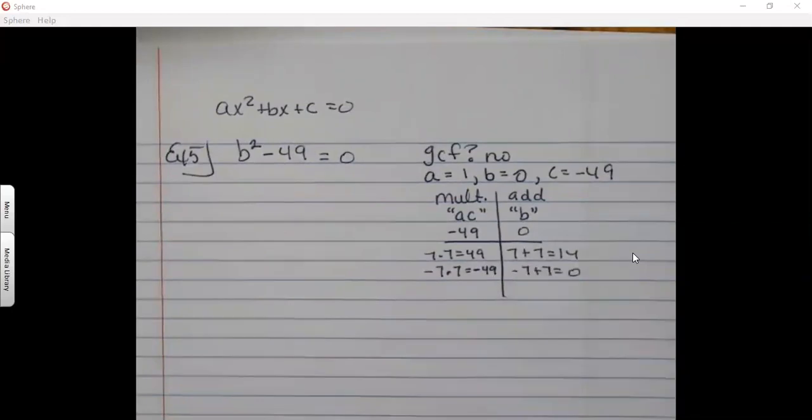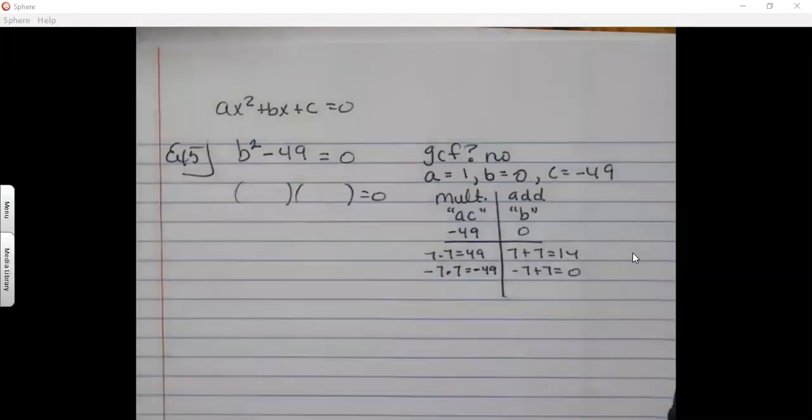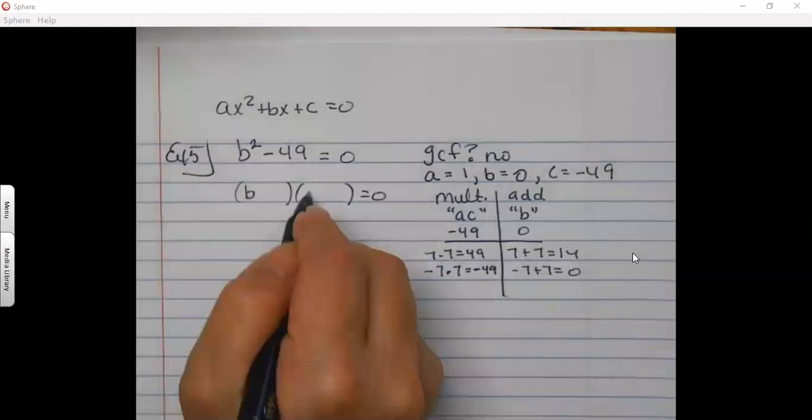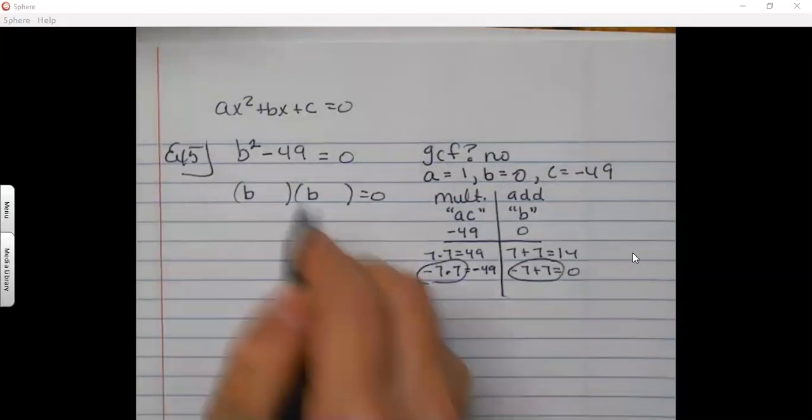So I make my two sets of parentheses. This time we're using a B. Make sure it looks like a B and not a 6. It's hard to do. Probably shouldn't use B's in algebra. And so from the T-chart, we're going to put a minus 7 in one set and a positive 7 in the other.